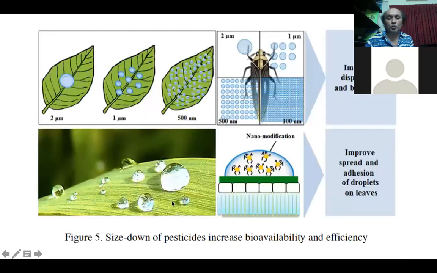Let me show you more details. Size reduction of pesticides increases bioavailability and efficiency. Bioavailability means the amount of the pesticide available to the target insect. Here you see, if particle size is 2 micrometers, that means a micro particle, it cannot disperse; it forms a big size on the surface just like a drop.